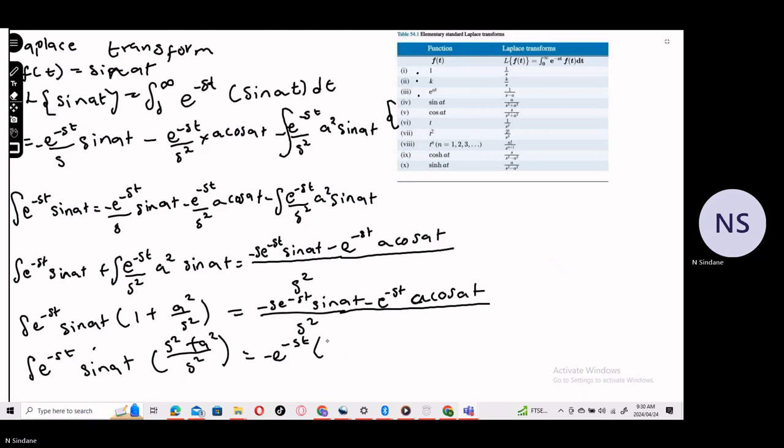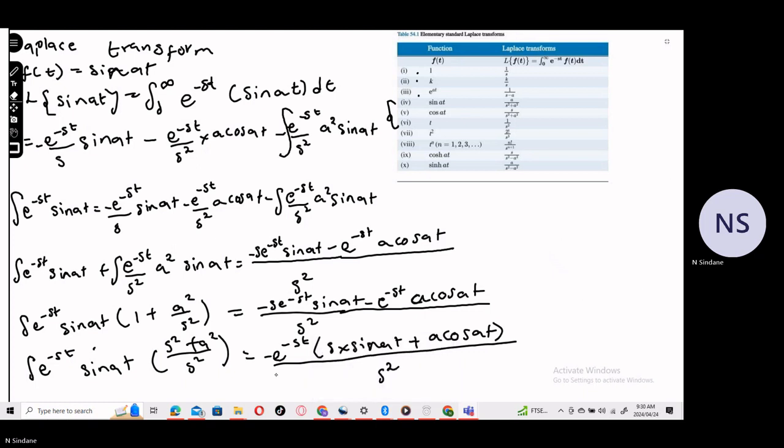into s multiplied by sine of at minus, plus a cos of at over s squared. Right? Then let me just scroll down if possible.